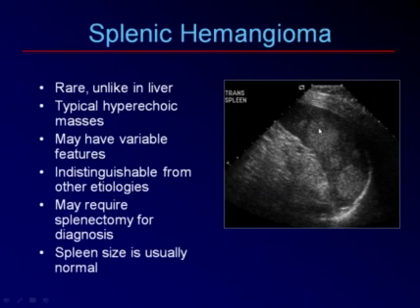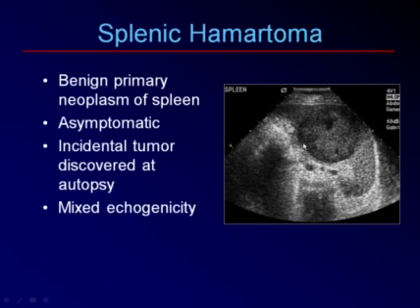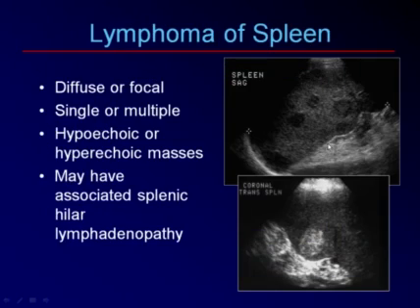Hemangioma in the spleen looks just like hemangioma in the liver. They're rare in the spleen, but occasionally you'll see them. They're typical masses. They do have variable features. They're indistinguishable from any other etiology. So this can be a difficult diagnosis. MRI is usually helpful. And they may actually even require splenectomy to make the final diagnosis. The spleen size, however, is usually normal. Hamartomas can occur in the spleen. These are benign neoplasms. They're asymptomatic, often incidentally discovered at autopsy.